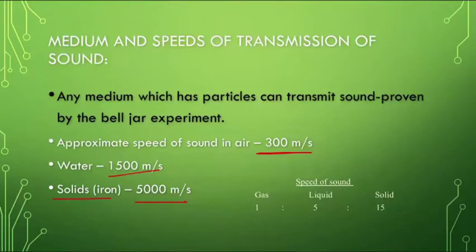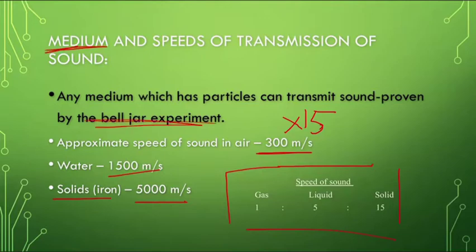So you can see the ratio 1:5 is to 15. 300 times 5 gives me 1500. So here I have it. And 300 times 15 gives me 5,000. So that is the ratio of the speed of sound in gases, liquids, and solids. And so we prove the fact that sound travels in a medium using the bell jar experiment.